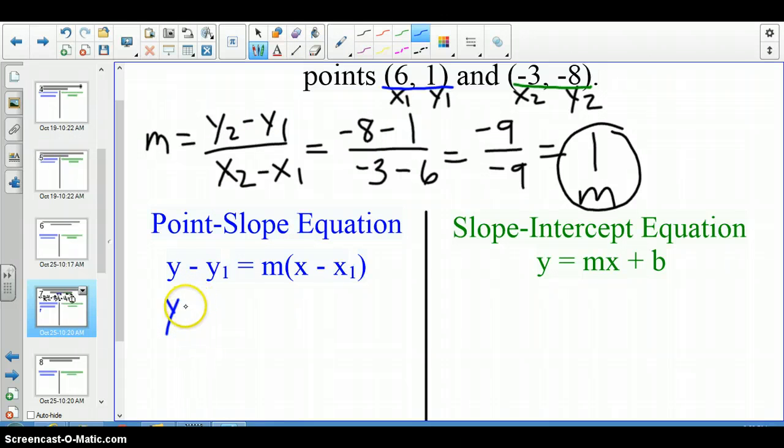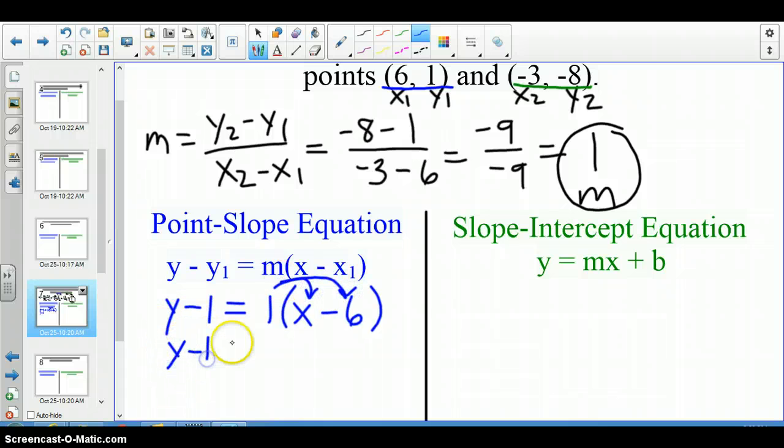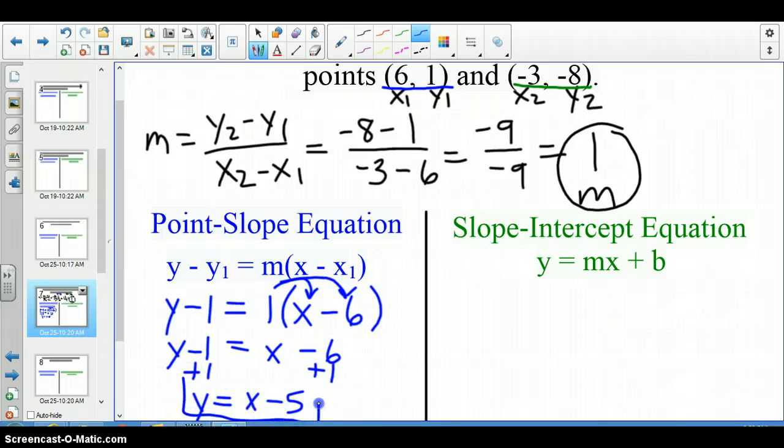Y minus y1, y minus 1 equals my slope, which is 1, parenthesis, x minus x1, which is 6. On the right side, distribute. Y minus 1 equals 1 times x is x, 1 times negative 6 is negative 6. Then add 1 to both sides to get y all by itself. What we're doing, we are putting this in slope-intercept form. So that was using y equals x minus 5 to get our answer. That was using x1 and y1, the first point.